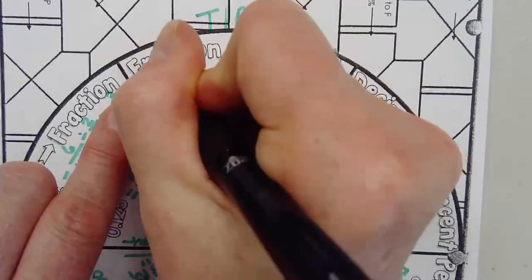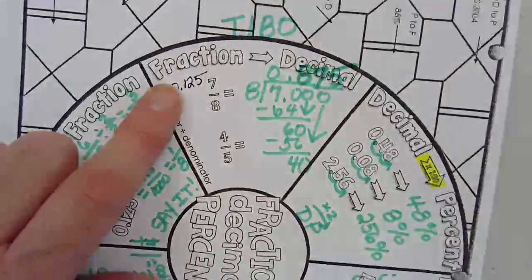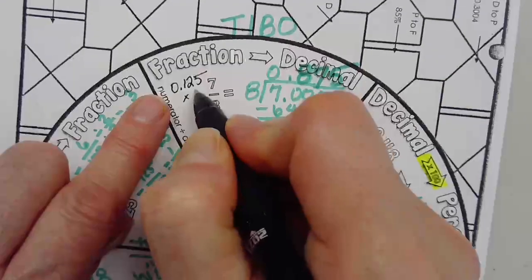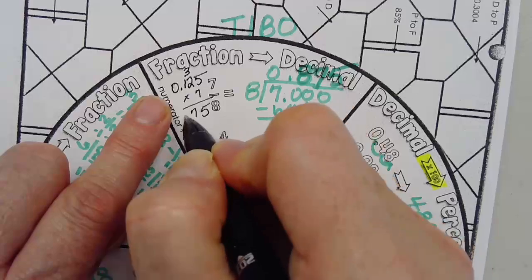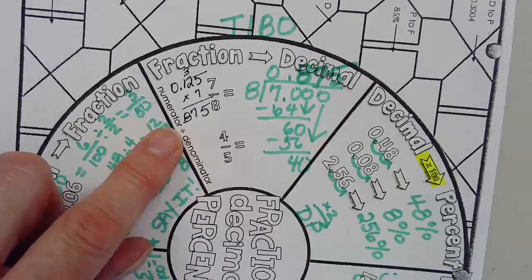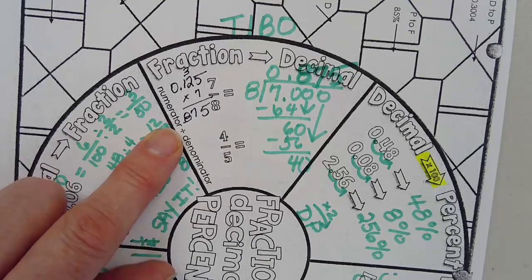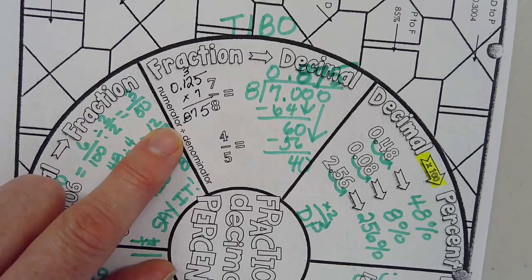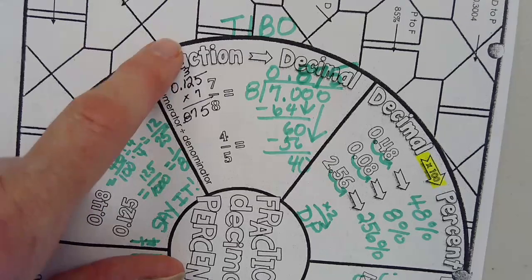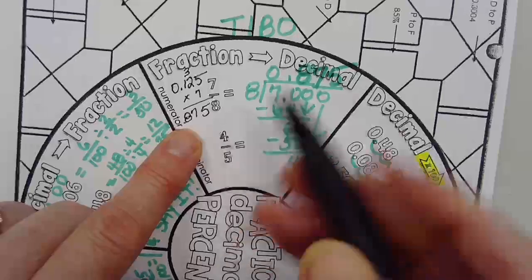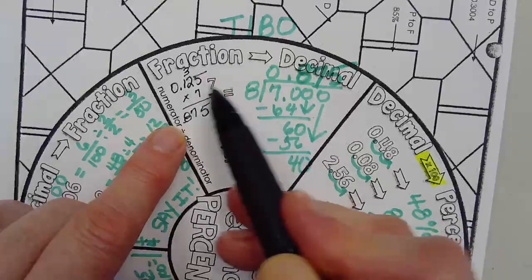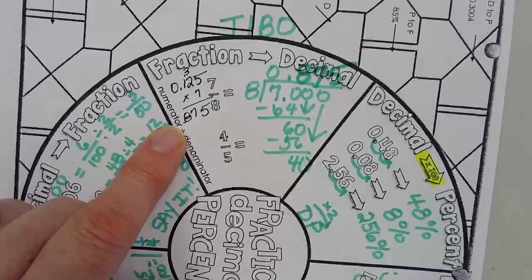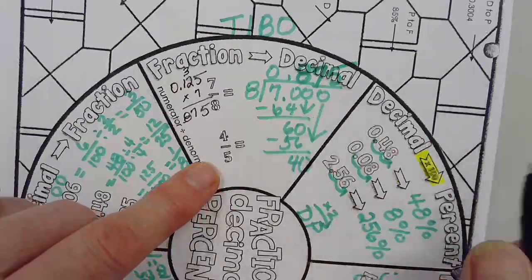Wouldn't this be easier? What could I do with 125 thousandths? You can multiply by 7. And you're done. You could multiply 125 thousandths times the numerator 7 to get the answer. That works for eighths. Anytime you have an 8, you can take 125 thousandths and multiply it by the numerator. You don't have to do it that way. You can do it the long way if you want.